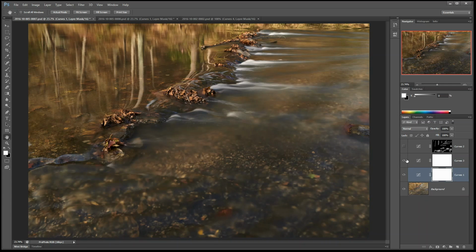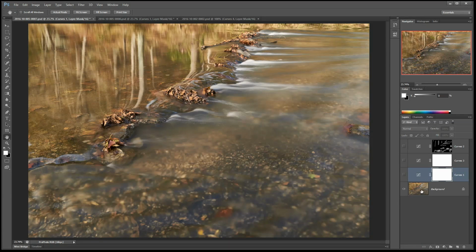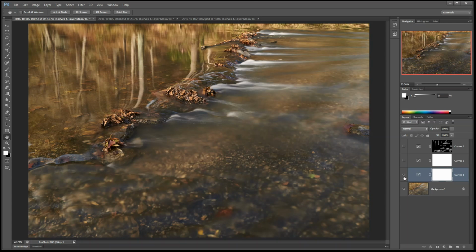Let me turn off all of these so you can see. This is how it came out of Photoshop or out of Lightroom. And then I added two curves layers to darken things. And then I selectively lightened parts of the image where the water was and where the tree trunks were. So overall, I'm pretty pleased with this version of the image.